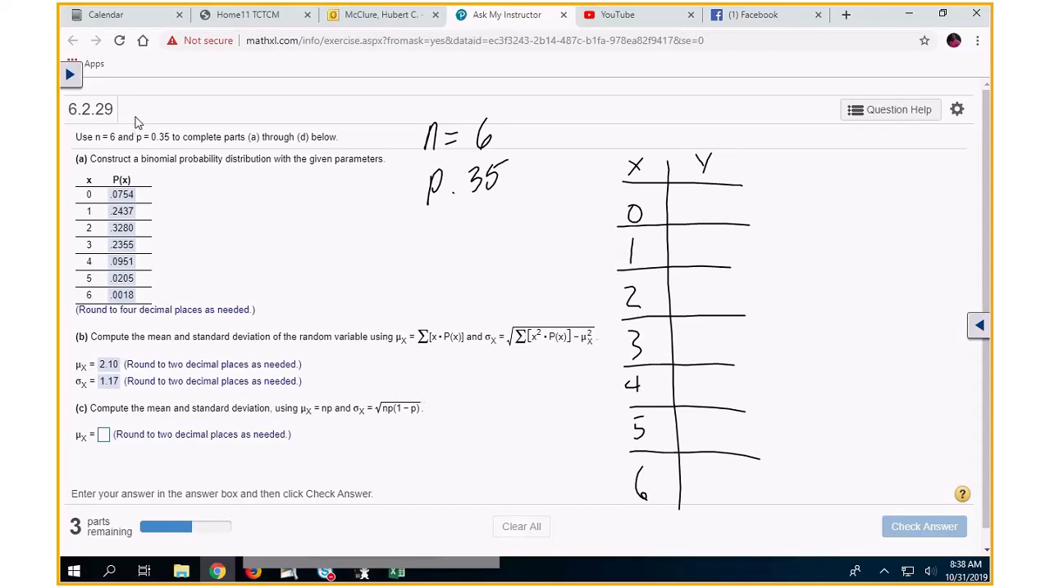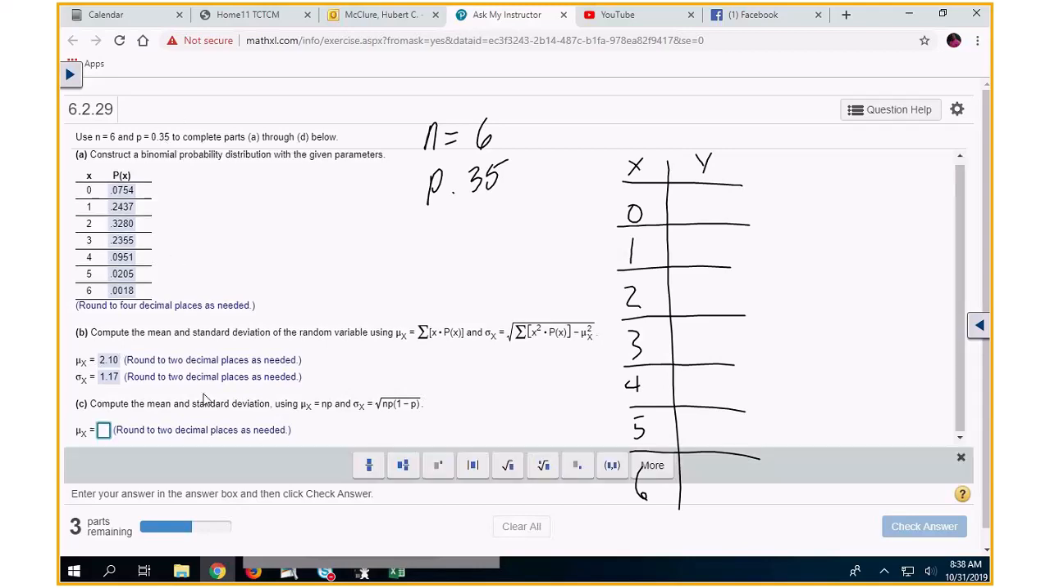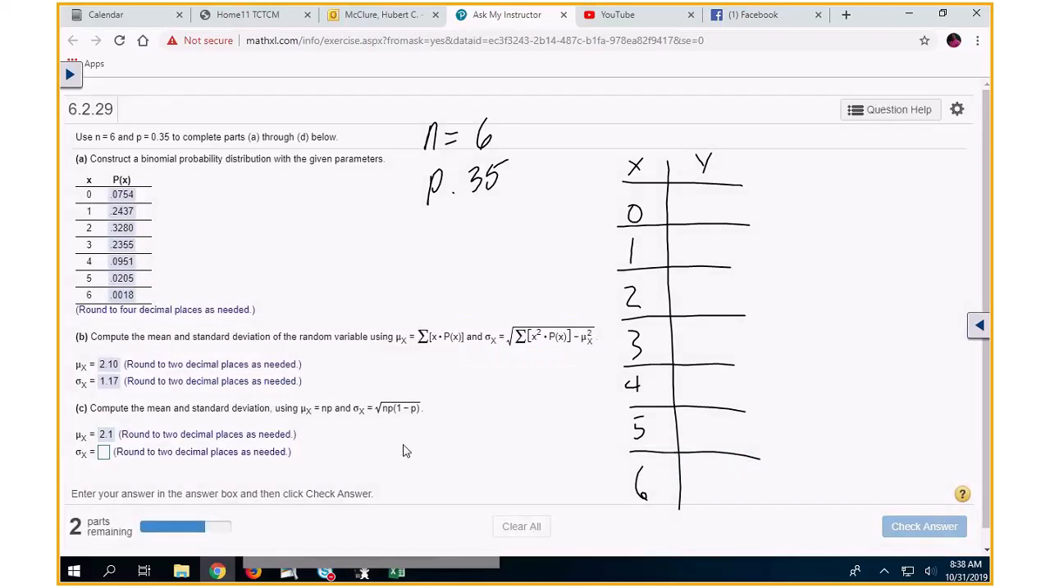So what's 0.21? My decimal may be off, or 0.21 or 2.1. Somebody multiply N, 6, times 0.35. What do you get? Yeah, I had my decimal off. And now, Q, if P is 0.35, what's Q? 0.65. So somebody take 2.1 and multiply it by 0.65. I'll do it.